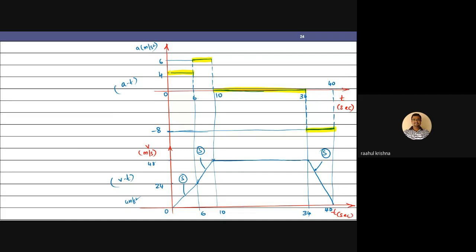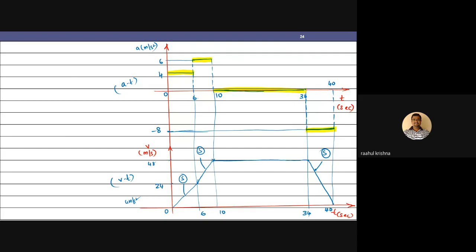My first phase has acceleration of 4 meters per second square for a duration of 6 seconds. Immediately after that, the acceleration increases to 6 meters per second square for a duration of 4 seconds. Then I have a uniform velocity for the next 24 seconds. Uniform velocity means my acceleration is 0, so that's why I'm marking the next 24 seconds line on the x-axis.